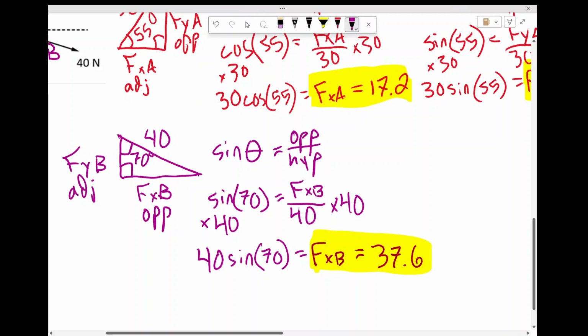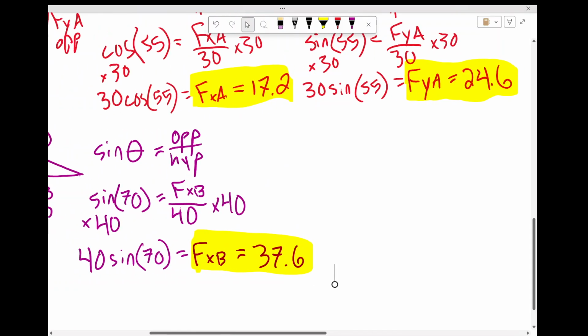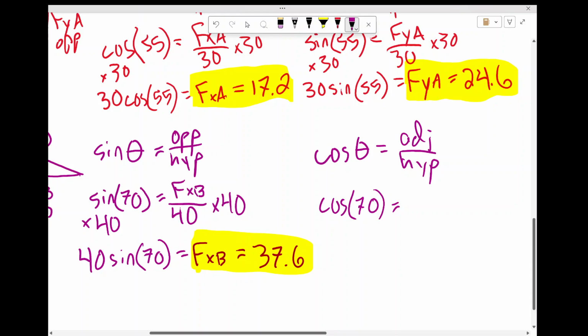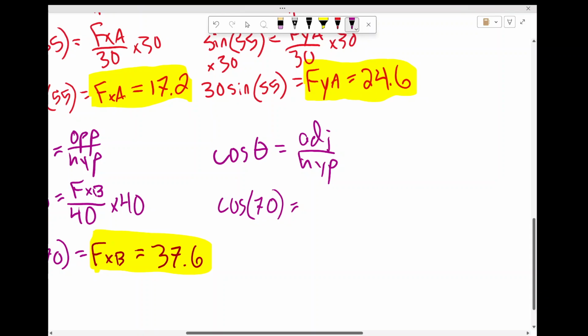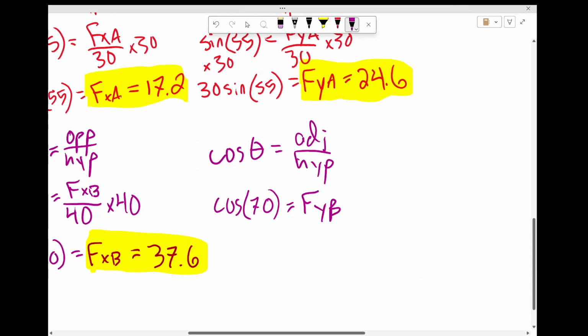Then we will go ahead and do cosine. Cosine theta is adjacent over hypotenuse. And so cosine of 70, the adjacent side, if we look back at our triangle again, is FyB, over the hypotenuse, which is 40. So we multiply by 40.